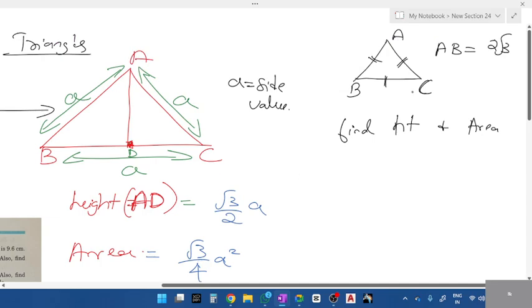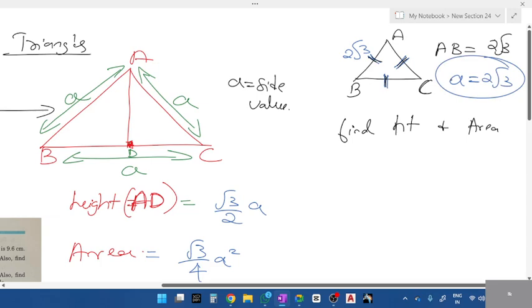Now this is the question, students. Look at the diagram and tell me, can you see the equal to sign given for all three sides? So which triangle is this? Equilateral. What is the value of AB given? 2 root 3. If AB is 2 root 3, what about all three sides? 2 root 3. Okay, fine. If AB is 2 root 3, you have to take a equal to what? a is equal to 2 root 3. See, side is nothing but a, right?